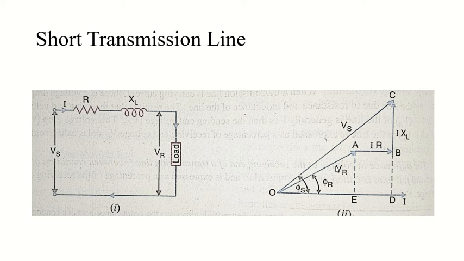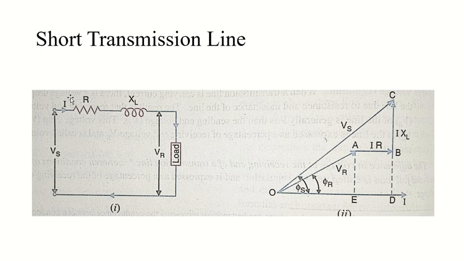Now let's come to the phasor diagram, let's come to the figure. What will happen when we study the performance of this line? We will only consider resistance and inductance, which we have considered here, because we are neglecting the capacitance effect. We have drawn the equivalent circuit of a single phase short transmission line, which you can see here.